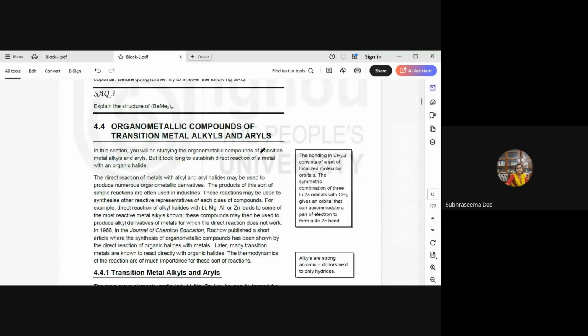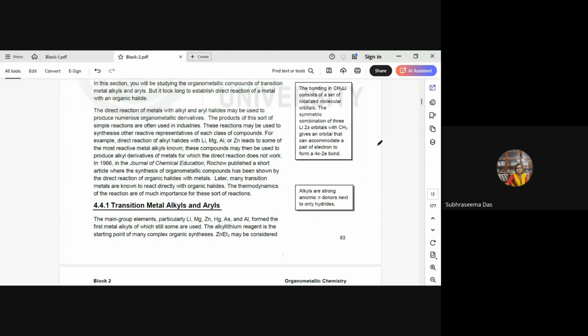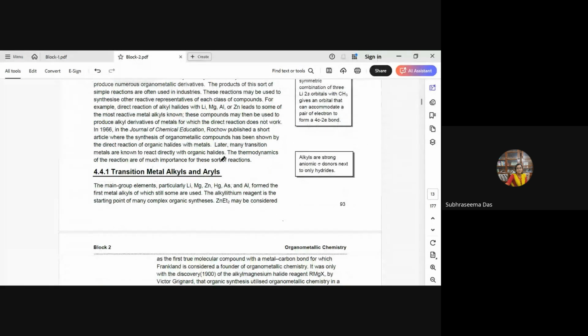So now coming to organometallic compounds of transition metal alkyls and aryls. So we talked about beryllium. Now we will talk about different transition metal alkyls and aryls. So here the first is the transition metal alkyls and aryls. We will be talking about the main group elements, particularly lithium, magnesium, zinc, mercury, arsenic and aluminium.